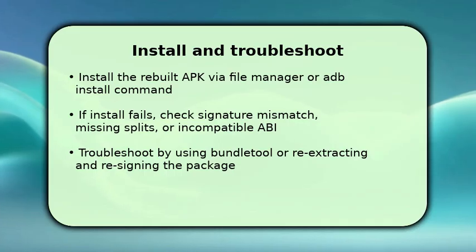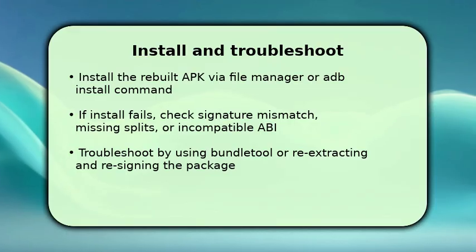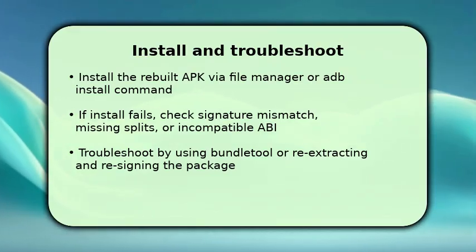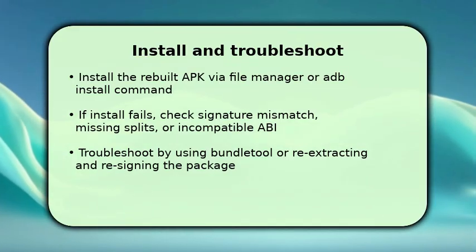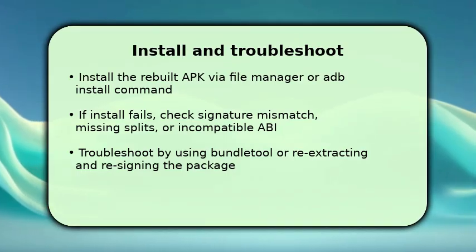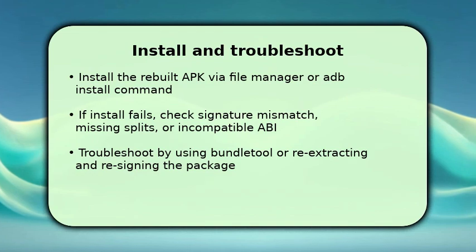If that happens, re-extract the original XAPK. Ensure all splits are included, recombine, and sign again. One key tip: use adb logcat to capture install errors. It tells you precisely why Android rejected the APK.